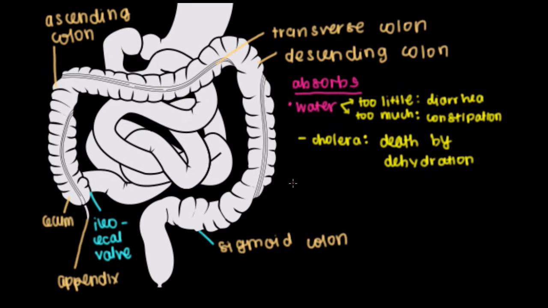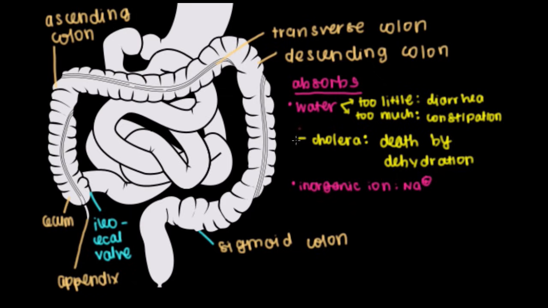The next important thing we should talk about that gets absorbed in the large intestine are inorganic ions. Inorganic ions we talked about earlier when we discussed the small intestine. These include things like sodium or potassium. And remember, back then, sodium was absorbed as a co-transport mechanism with things like amino acids to help in their absorption. And that occurs to a smaller extent here in the large intestine.